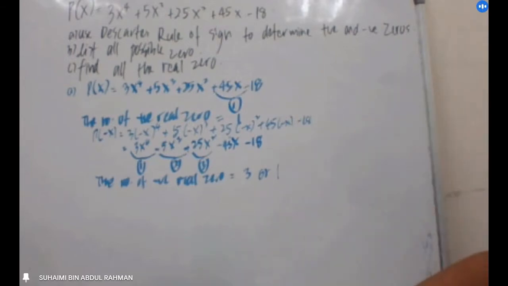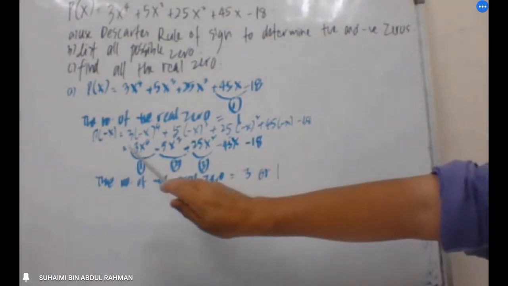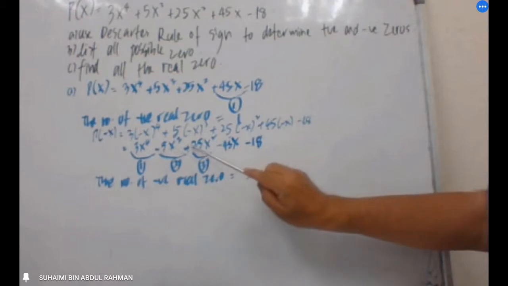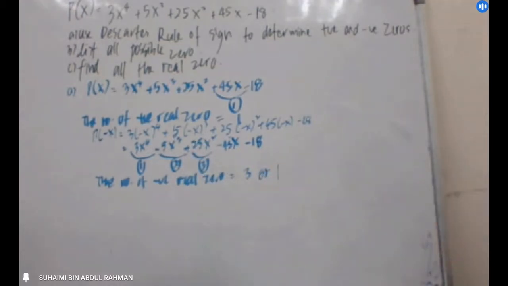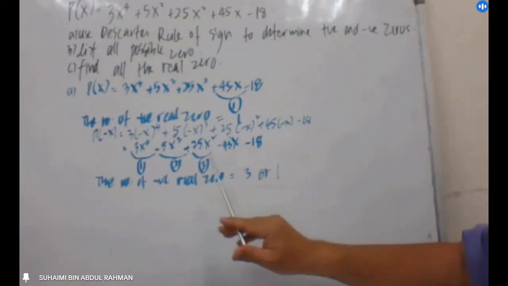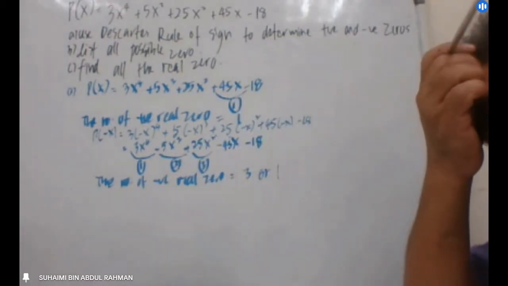But for negative, I see, positive to negative, one variation of sign. Negative to positive, one variation of sign. Positive to negative, one variation of sign. Negative to negative, no variation of sign. Therefore, in this case, we have 3 variations of sign.